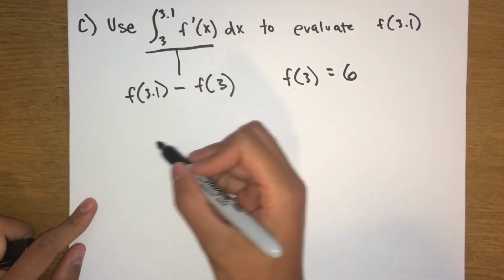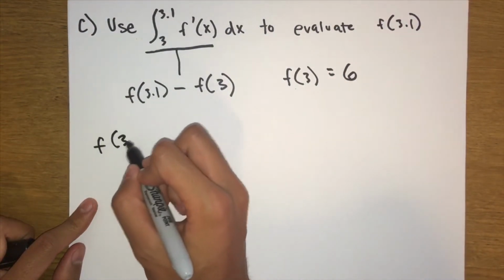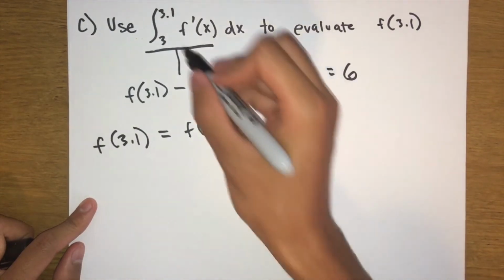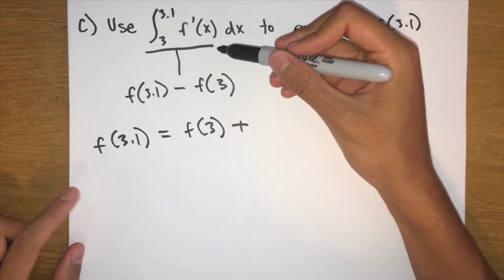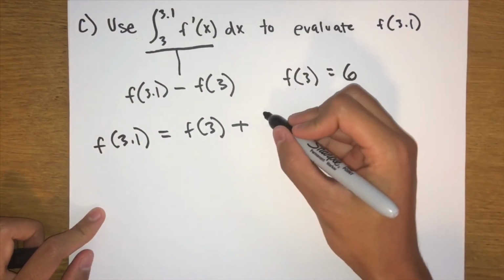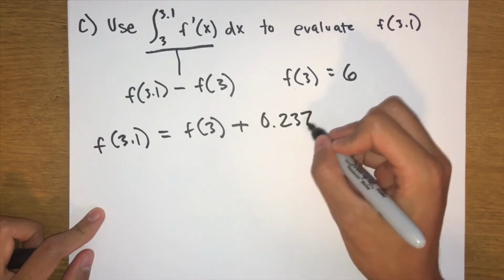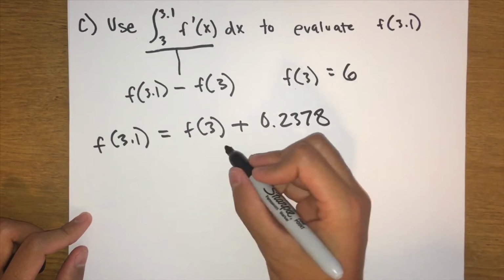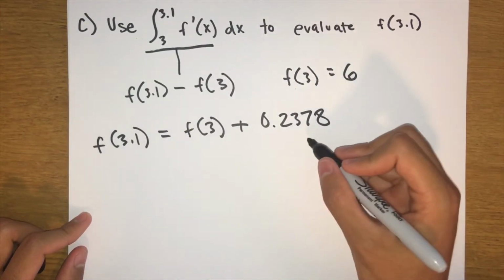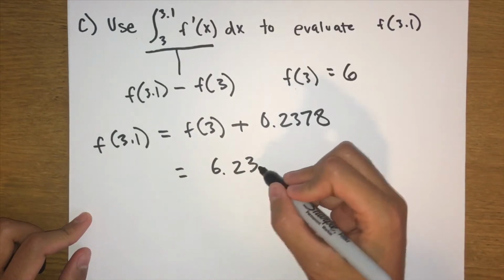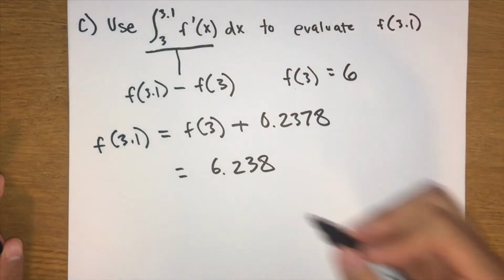So f of 3.1 equals f of 3 plus this integral. And if you plug this into your calculator, given the f prime of x, you will get 0.2378. And f of 3 we know is 6, so you just plug in 6 plus 0.2378, and your answer will be 6.238 if we round to the third decimal.